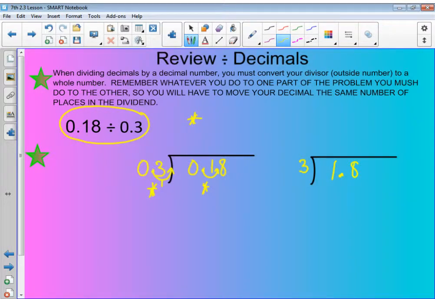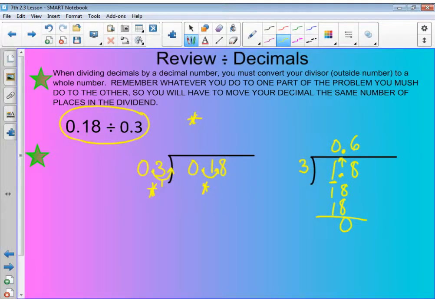Now this is going to become 18. When we divide, we need to remember to bring our decimal straight up and start the division process. Can 3 go into 1? No, so I'm going to put a 0. And now I'm going to think of this as 18. How many times will 3 go into 18? That would be 6 times. 6 times 3 is 18. I have 0 left over, so I'm done.